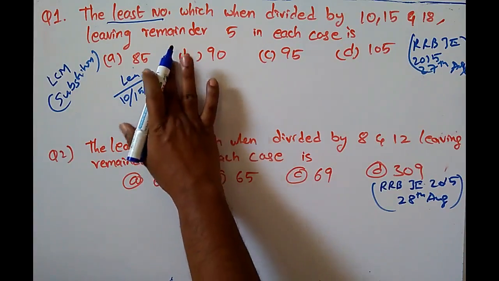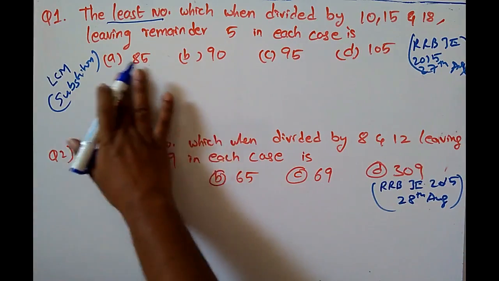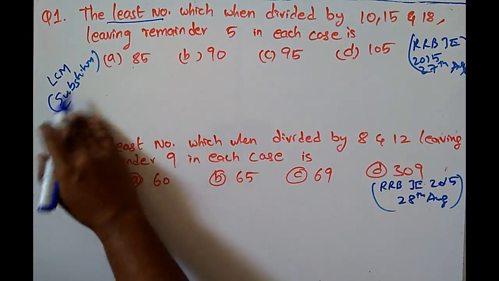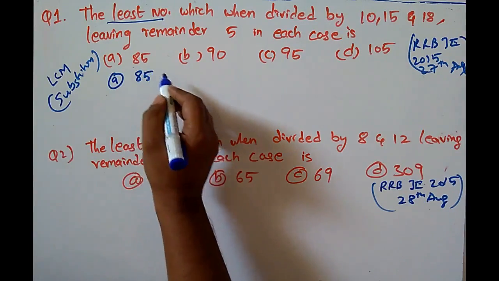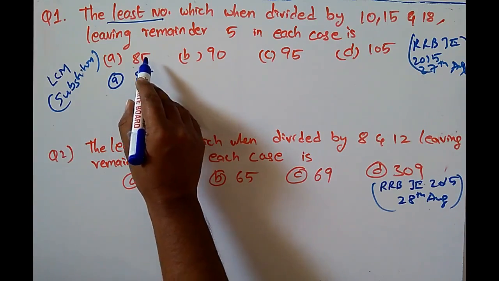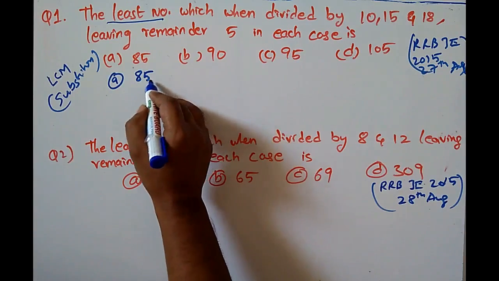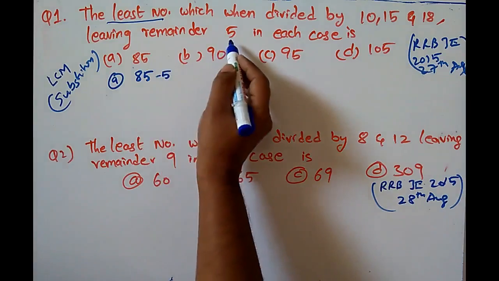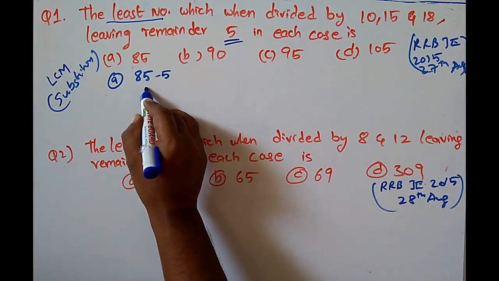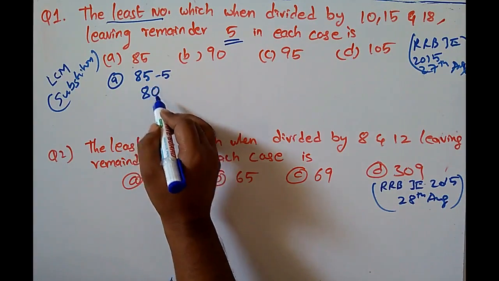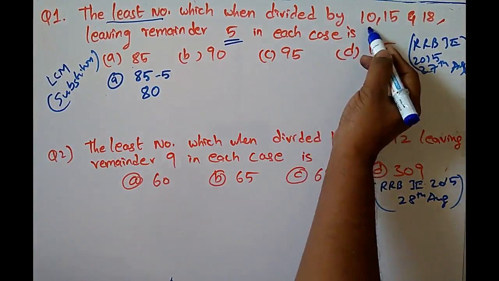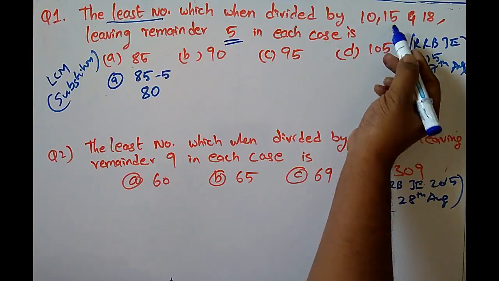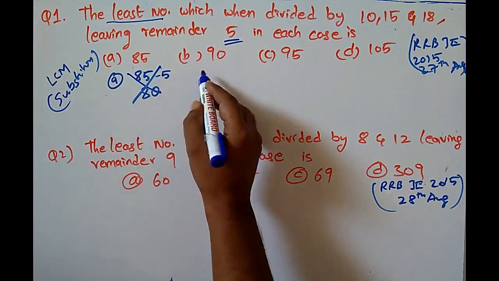Okay friends, so first of all take the first option, that is 85. All we will do is remove the remainder first, minus 5. Here the remainder is 5. Remove the remainder, that is 80. Is 80 divisible by 10? We will check. 10 yes, 15 no. So the first option is gone.